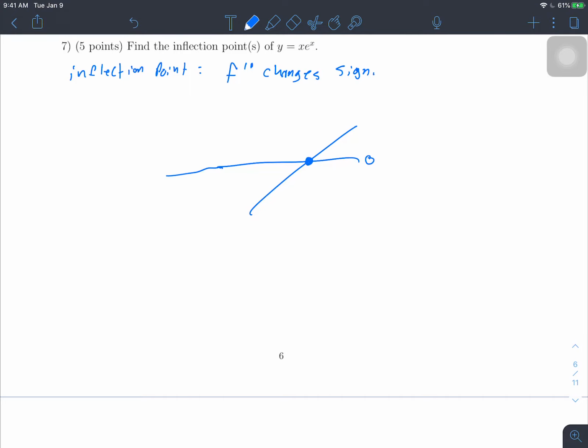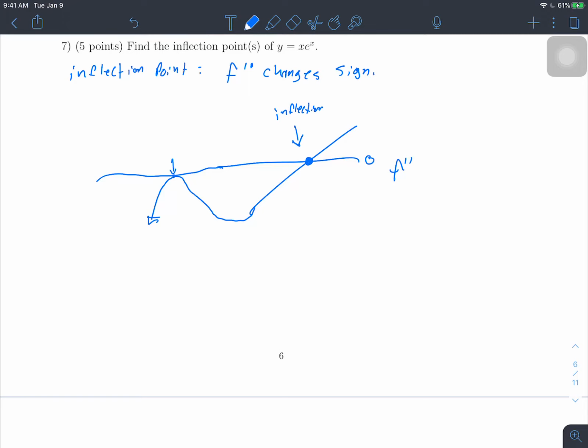And we'll have two kind of scenarios here. We can have a situation where we pass through, or we can have a situation where we come up and hit 0 just for a second and then go back down. Okay, so if this is the graph of f double prime, then this value will correspond to an inflection point.